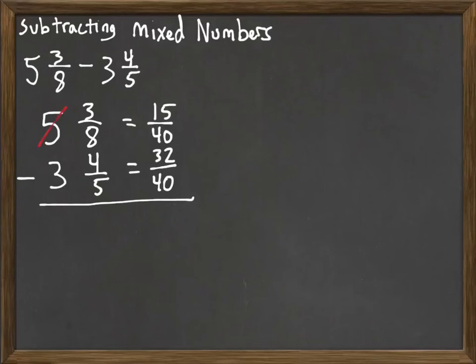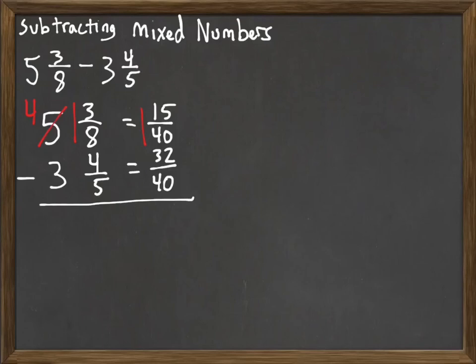So we borrow from the 5. What we've borrowed from the 5 is a whole number, so we're left with 4. Now be careful, that 1 that we borrowed does not go in front of the 15 and make it 115. The 1 we borrowed is actually a whole number, 1. So that's 1 and 3/8, or 1 and 15 over 40.